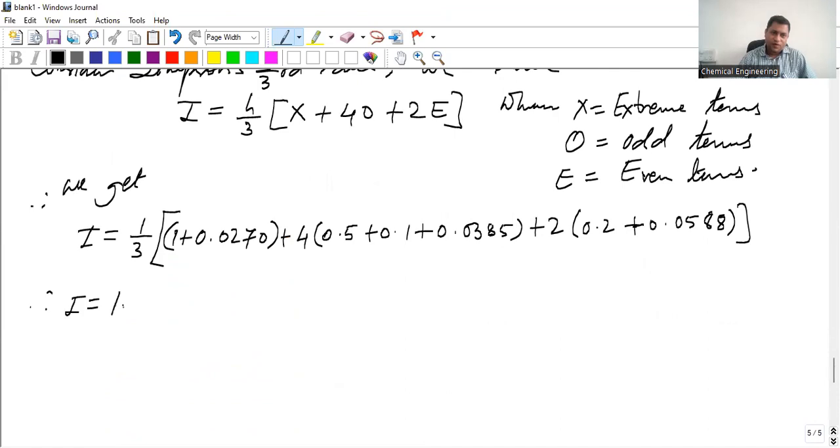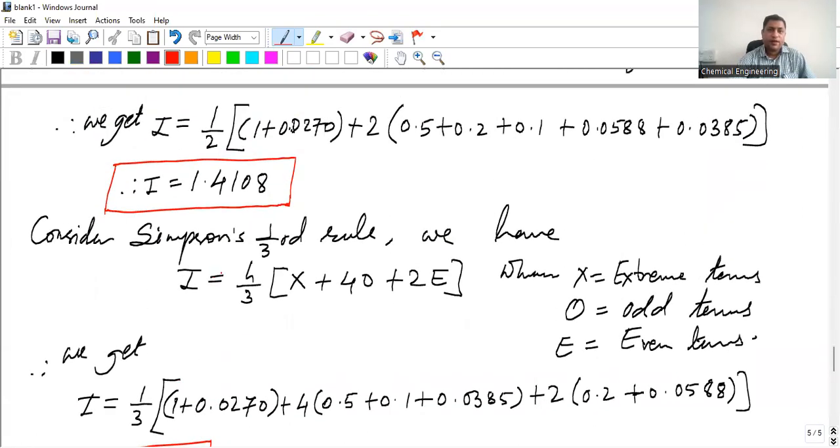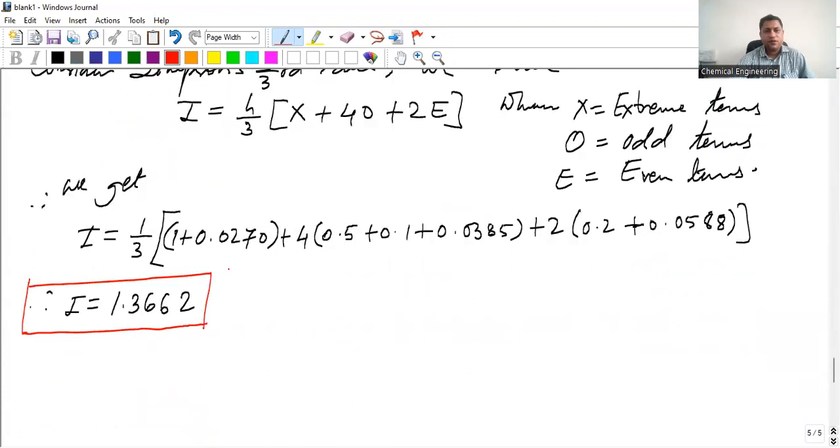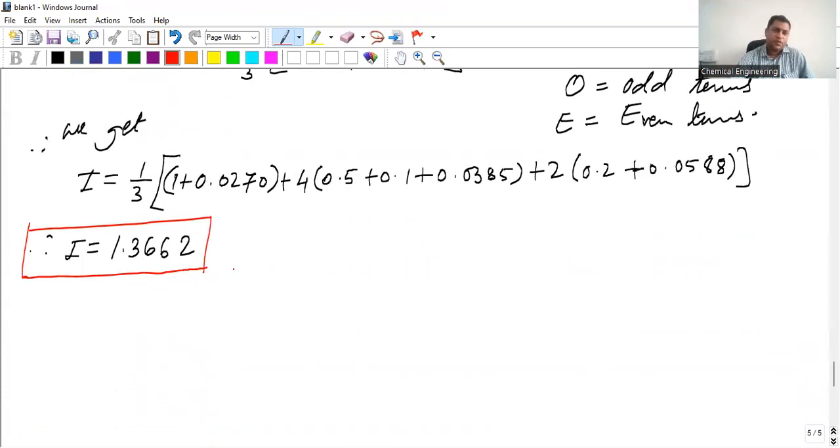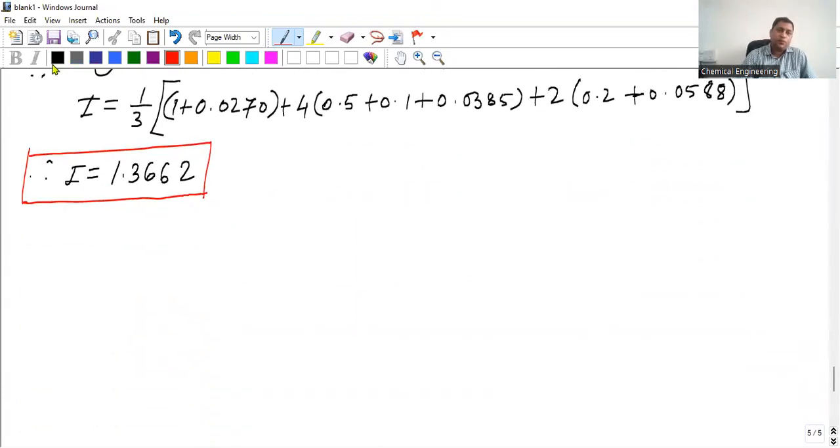1.3662. Is that okay? Yes, sir. Others, please confirm this value. Yes, sir. Same. Okay, because we are getting here 1.4108. So this is by Simpson's 1/3 rule.